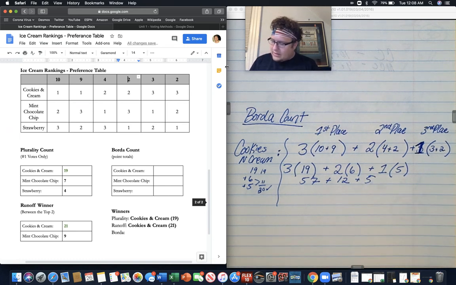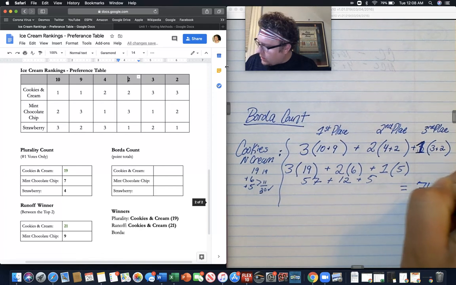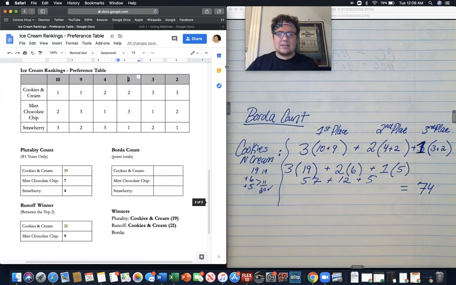So 57, I'm going to add it to the 12 plus the 5, and we get 74 total. Okay, so the 74 is the Borda count for Cookies and Cream. Okay, so we now have to just do that 2 more times.